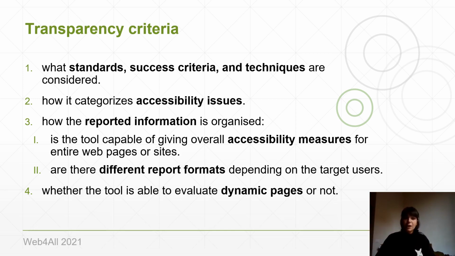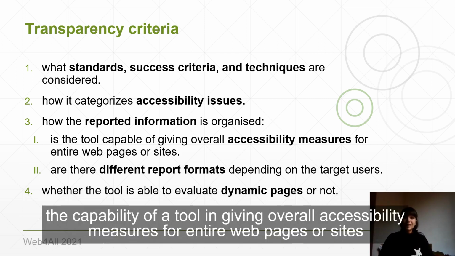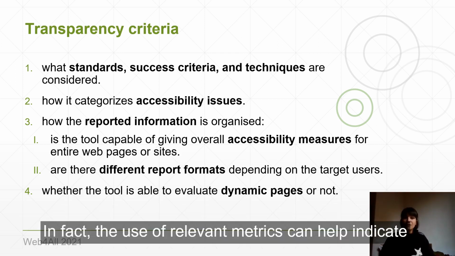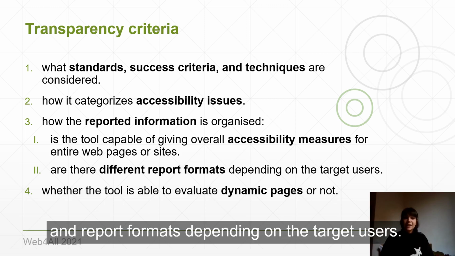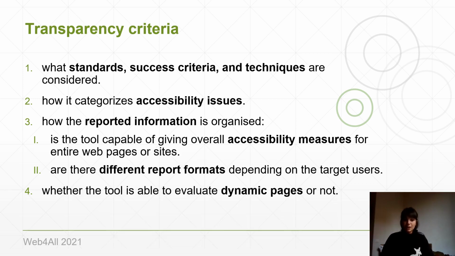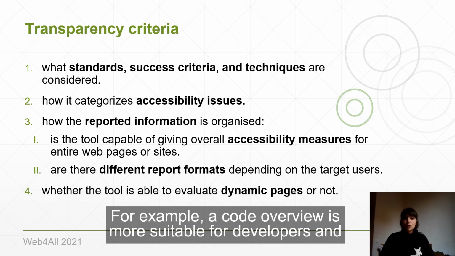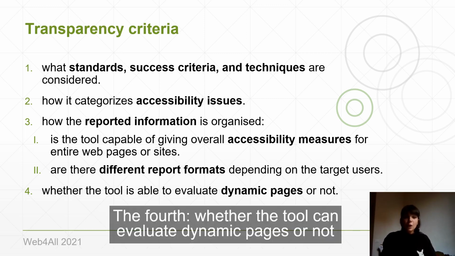The third, how the reported information is organized in terms of the capability of a tool in giving overall accessibility measures for entire web page or sites. In fact, the use of relevant metrics can help indicate the overall accessibility level of the considered websites. And the report formats depending on the target users. Different report formats can fulfill the needs of users with various expertise. For example, a code overview is more suitable for developers and a report with charts and statistics can be sufficient for non-technical users. The fourth, whether the tool can evaluate dynamic pages or not.